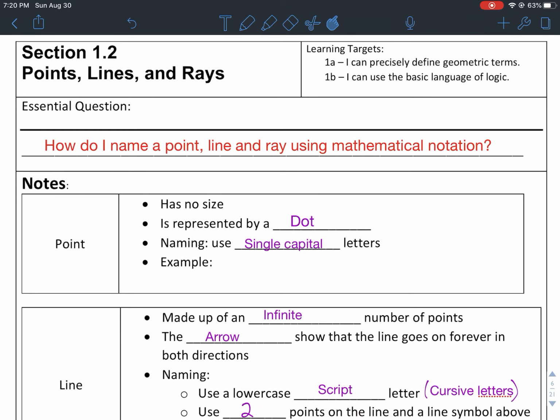The essential question for this set of notes, 1.2, is: how do I name a point, line, and ray using mathematical notation?